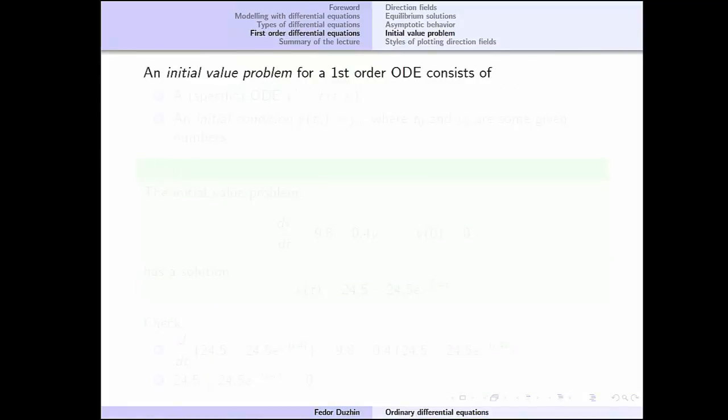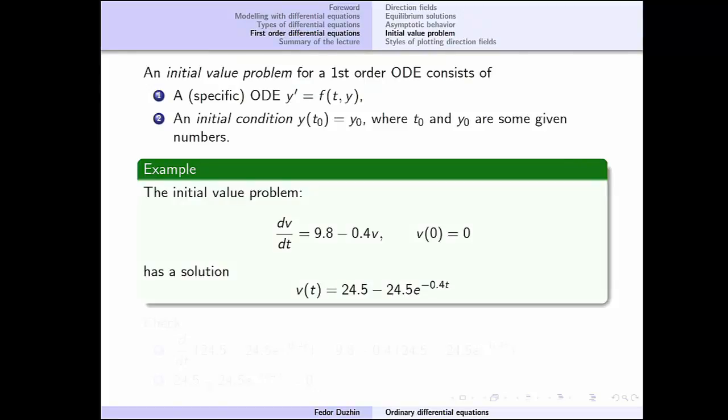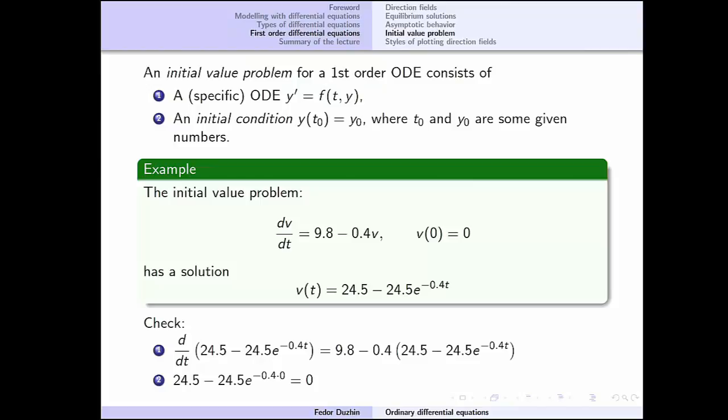Right, so an initial value problem for a first order differential equation consists of the differential equation and the initial condition. So here is a particular example of the initial value problem. And again, we can easily verify that this indeed is a solution of the initial value problem by just checking that it satisfies the differential equation first and the initial condition, right?